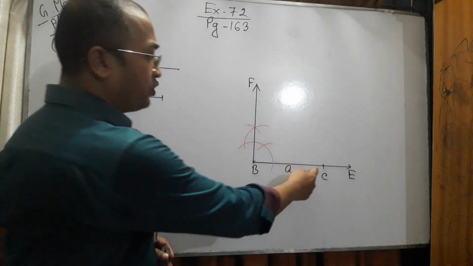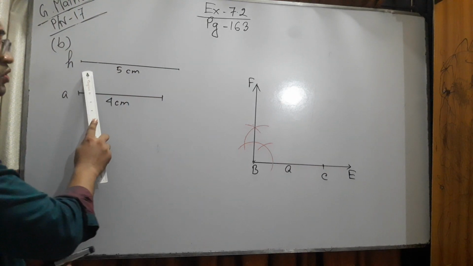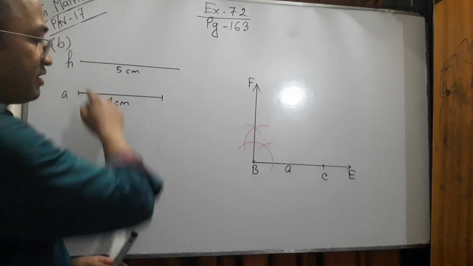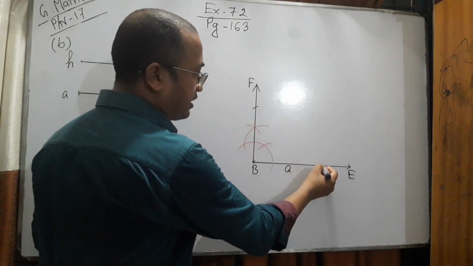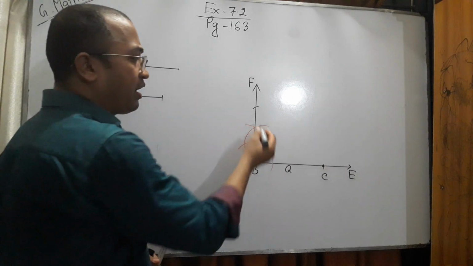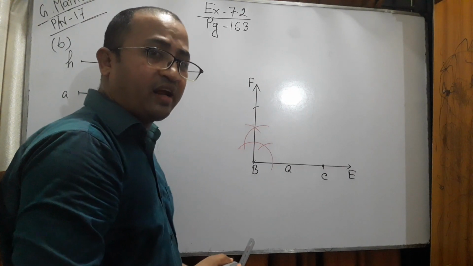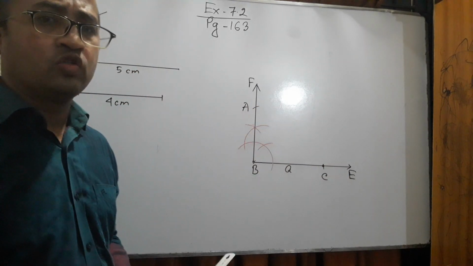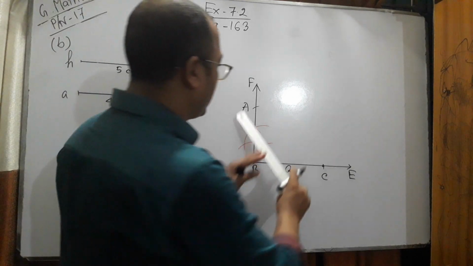Now with center C, this is the hypotenuse. With center C and the radius of H, that is the hypotenuse, we draw an arc over there. We cut the ray BF at A. Now join AC. So ABC is our required right angle triangle.